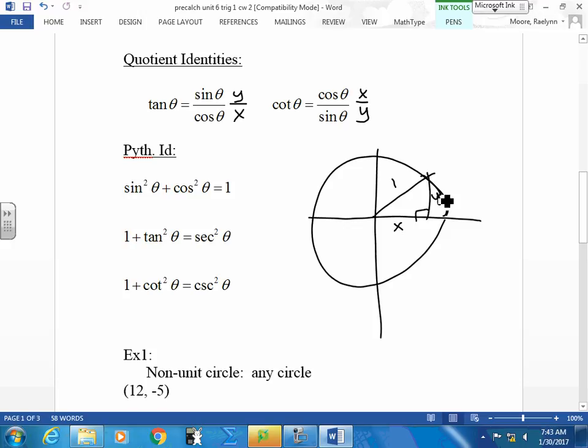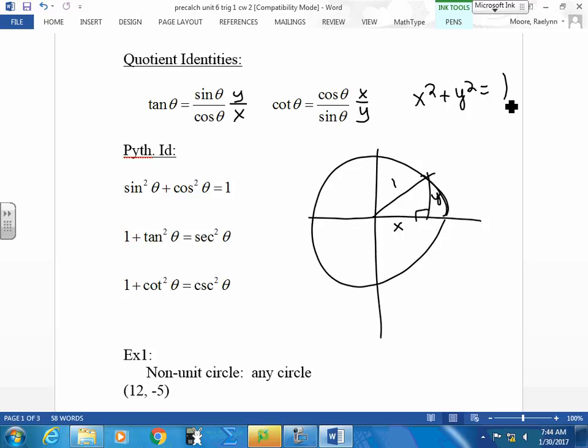What's Pythagorean's theorem? A squared plus b squared equals c squared. So if I put x and y, what would it be? C squared equals 1 squared, right? So is that true about Pythagorean's theorem? X squared plus y squared equals c squared. Remember, c is 1. So isn't it this?